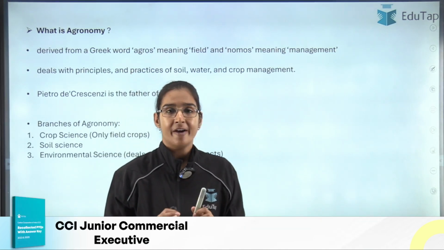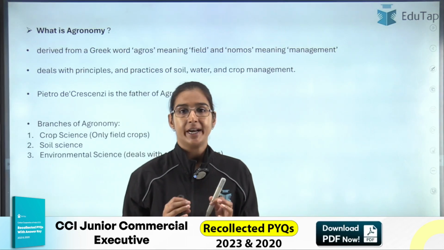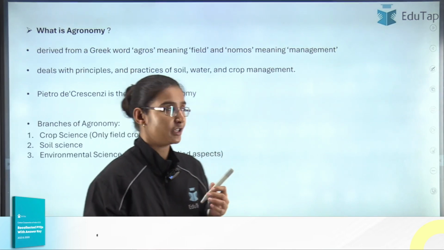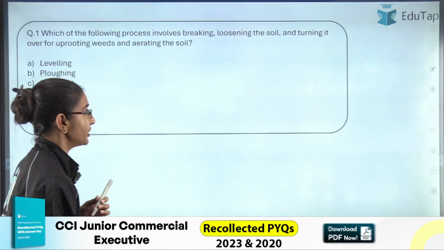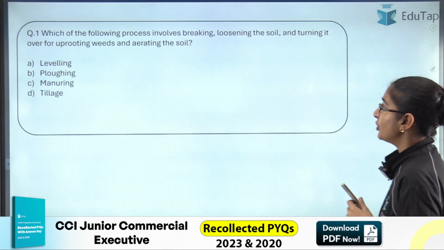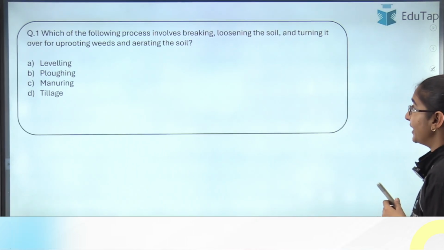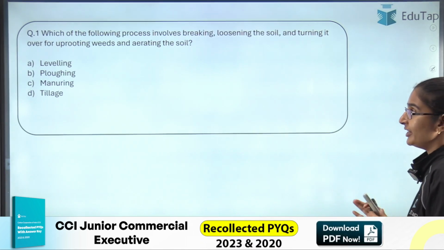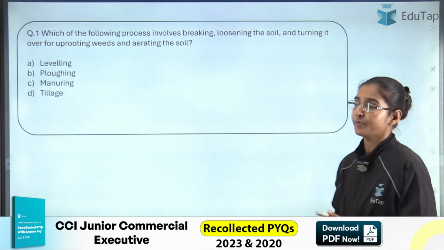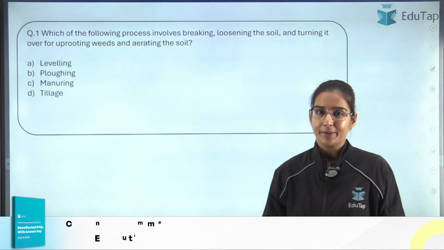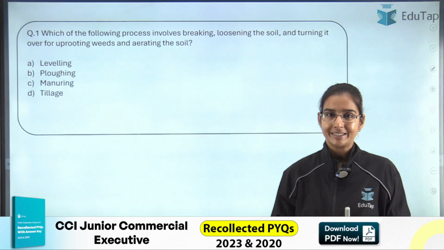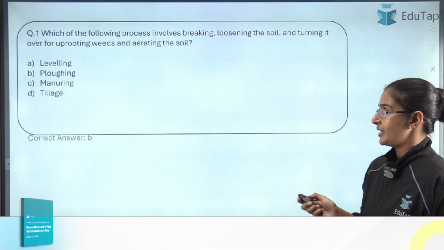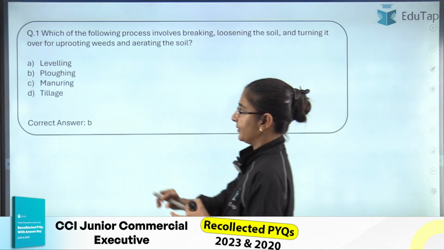So, after having discussed the definition and the meaning of the term agronomy, now let's move ahead to the questions part. The first question that we have here is: which of the following processes involves breaking, loosening the soil and turning it over for uprooting weeds and aerating the soil, right? As I have told you in the previous video also, just pause for a second and think of the answer, okay? The answer for this question is option B, plowing.